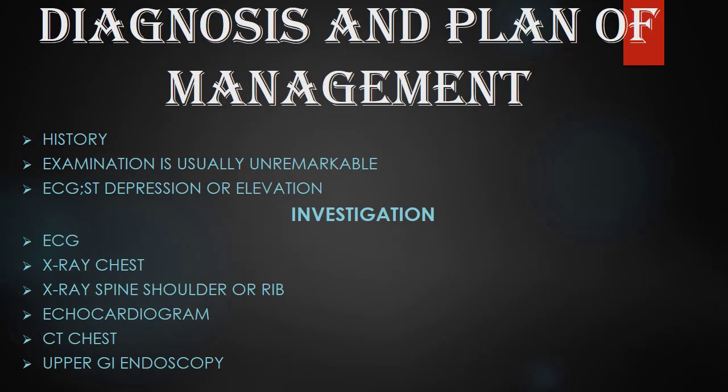Diagnosis and plan of management. History is very important. Ask about risk factors for myocardial infarction, such as hypertension, smoking, diabetes, and strong family tendency. Decide whether the pain is typical or atypical, acute ongoing pain, recurrent or persistent pain. Examination is usually unremarkable. In ECG, depression or elevation of ST segment.